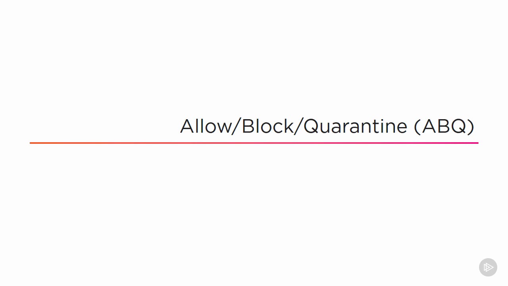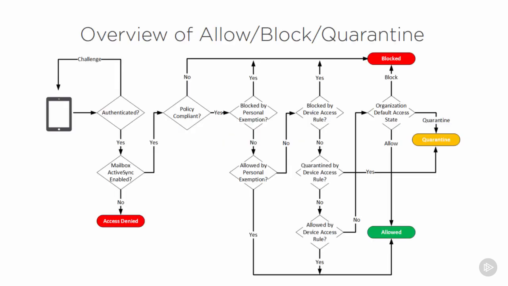The next thing that happens to a mobile device that's connecting to Exchange is it goes through the allow block quarantine workflow. And this is what that allow block quarantine, or ABQ, workflow actually looks like. So starting from the left, the device tries to authenticate, and if it successfully authenticates, it will connect to the mailbox as long as the mailbox is ActiveSync enabled. After that, as we saw, it looks for policy compliance. And if there's a problem with policy compliance, the device may go straight to a state of blocked.